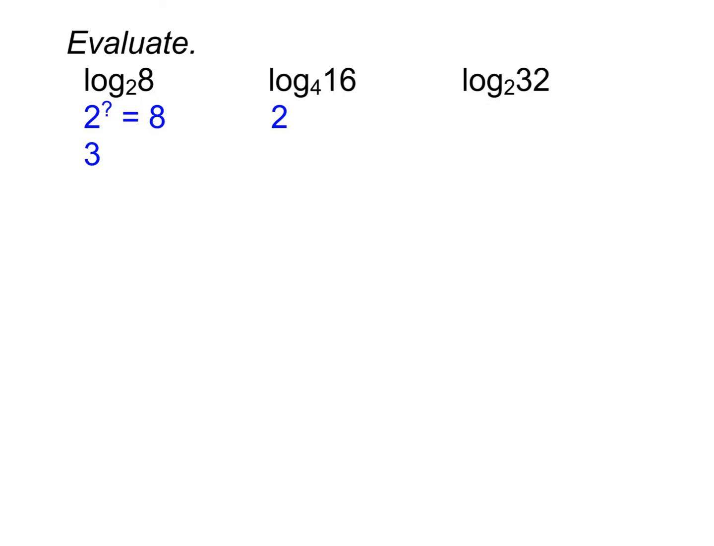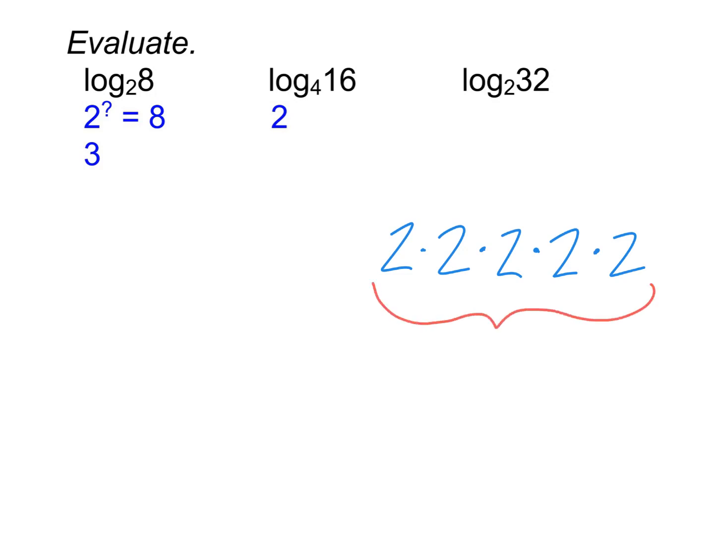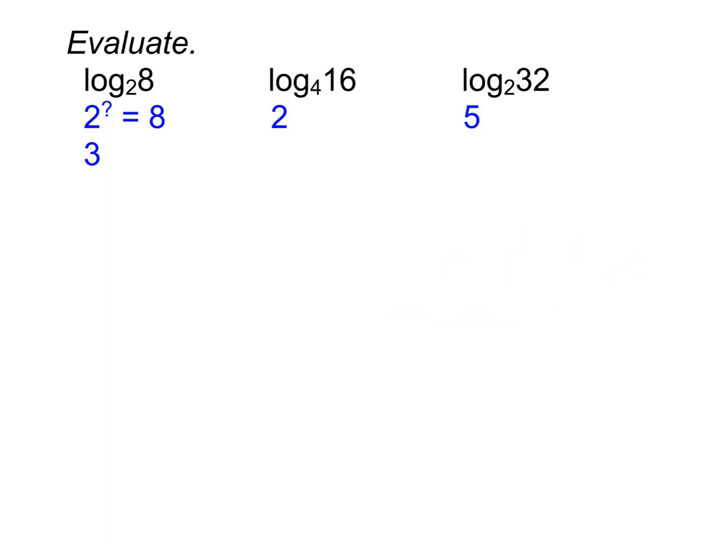All right, now for this last one, log base 2 of 32. Well, most of you probably are not going to know that off the top of your head. And that's okay. But we can still use that same technique of saying, okay, well, I'm just going to write them out till I get there. So 2 times 2 is 4. Okay, 4 times 2 is 8. Okay, 8 times 2 is 16. 16 times 2 is 32. Okay, I've reached my target. So, how many 2s did I have to multiply to get 32? That's how we know the answer is 5.